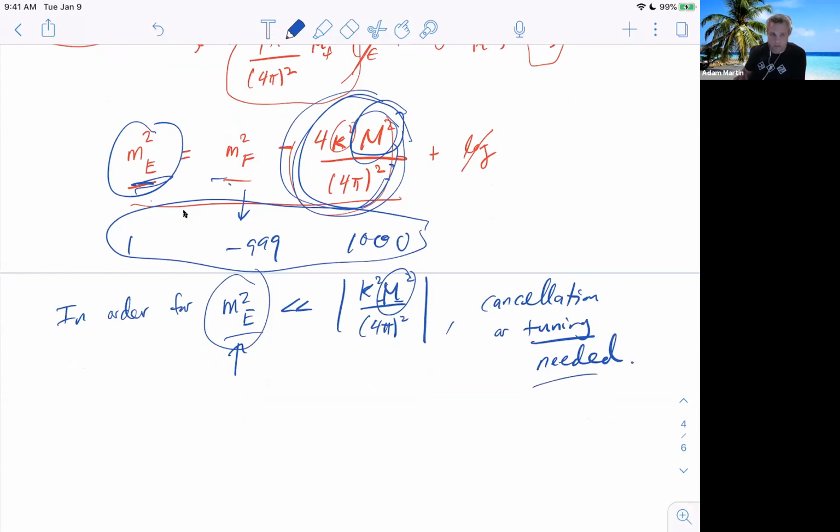It does not come from a divergence of an integral. It comes from matching. So yes, scalars are sensitive to particles, but they're sensitive to physical particles. They're not sensitive to just a divergence.